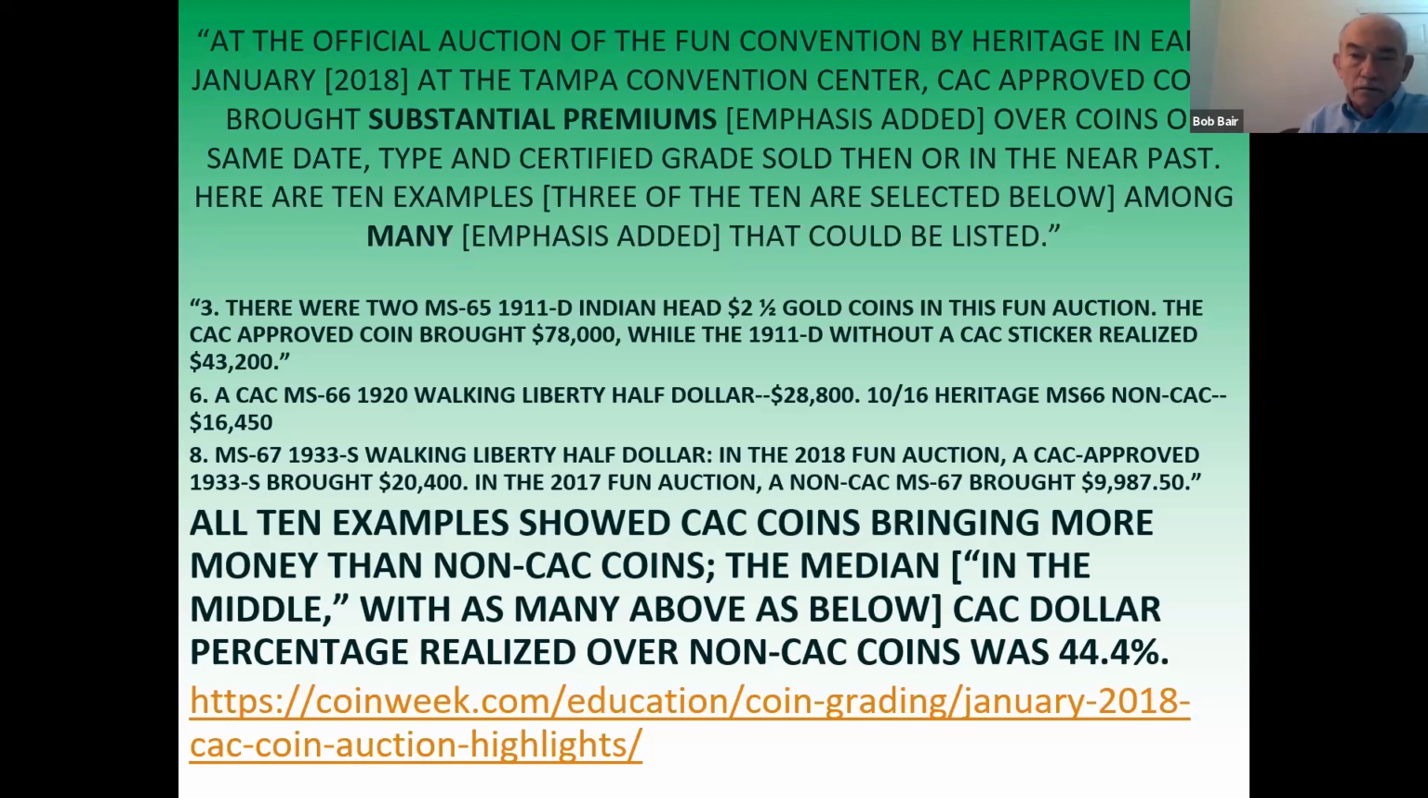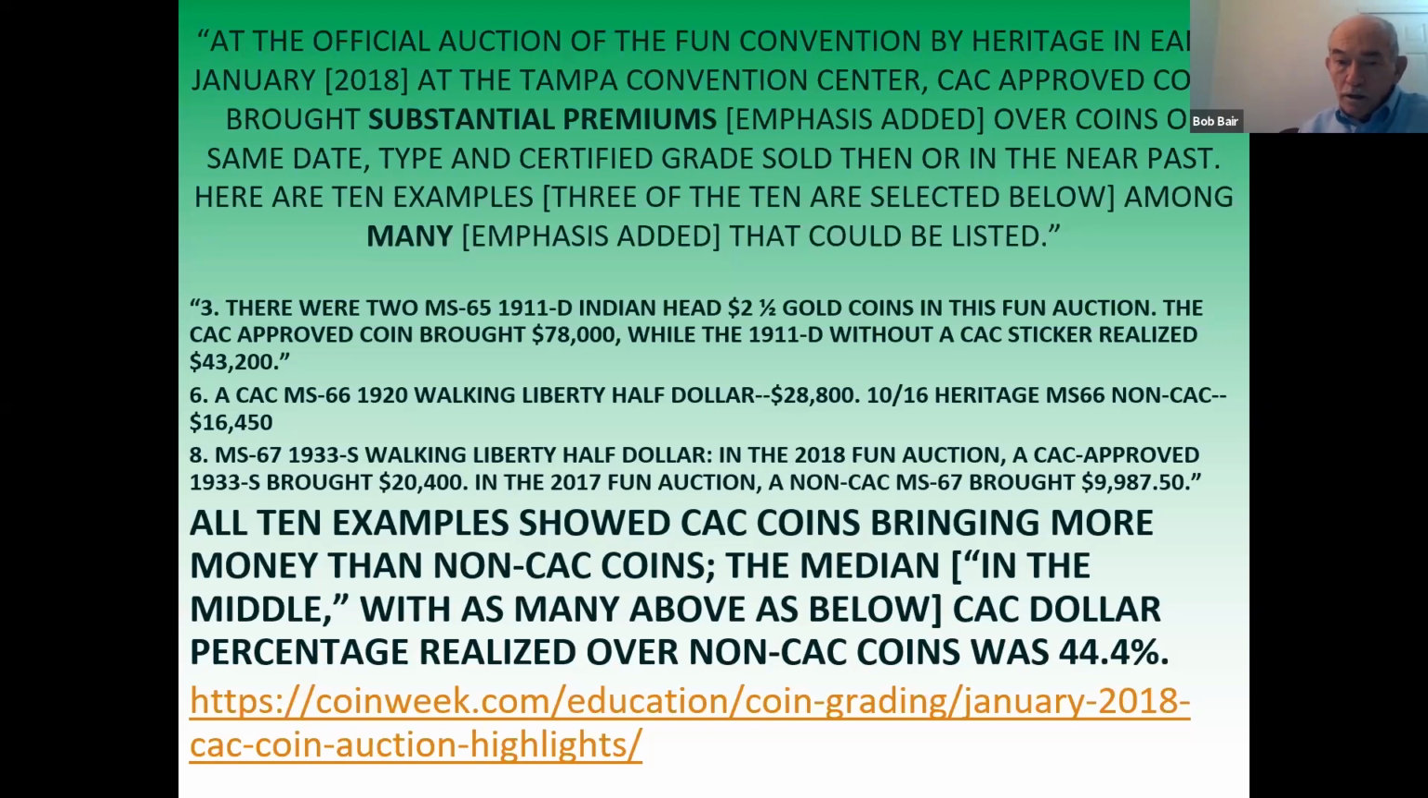Well, I just selected 3 of them. Among many, and that's their term, I added the emphasis, that could be listed. Let's take a quick look. 2 MS65 1911D Indian had 2.5s. The CAC coin, 78 grand. The non-CAC coin, 43,200. Quite a difference.